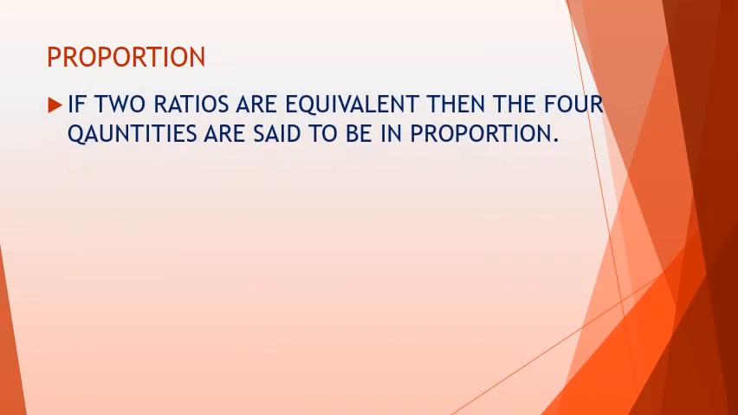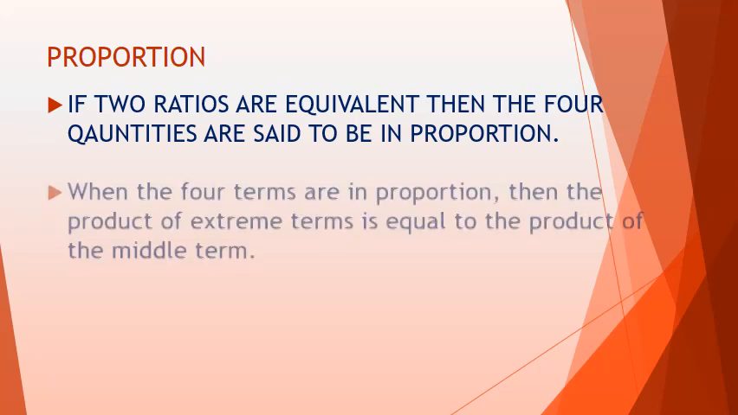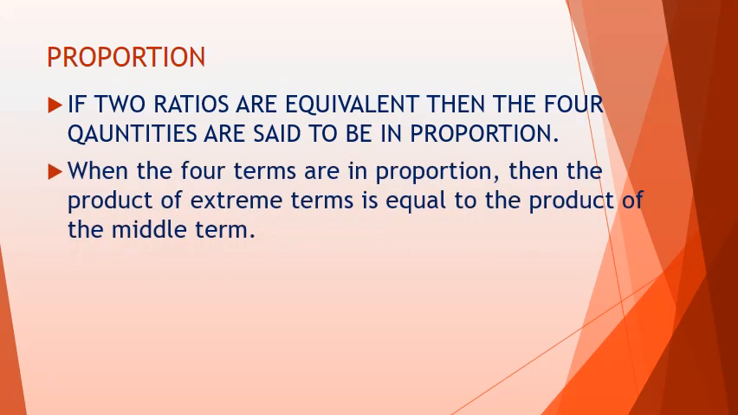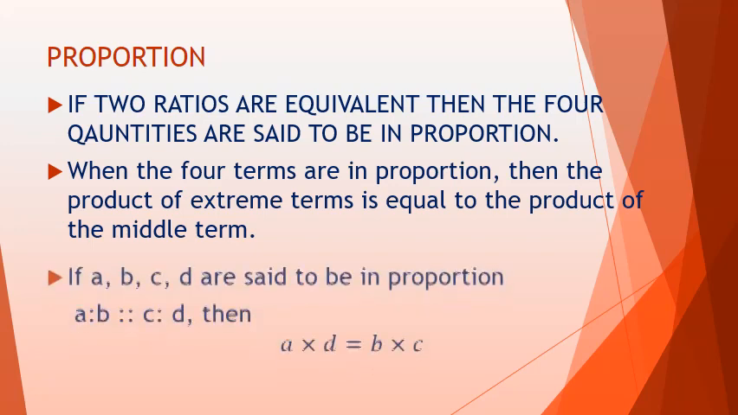Next is proportion. What is meant by proportion? Yes, if two ratios are equal, then we can say that the four quantities are in proportion. When the four quantities or four terms are in proportion, then the product of extreme terms is equal to the product of the middle terms.